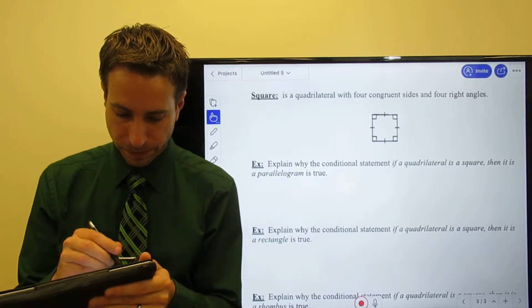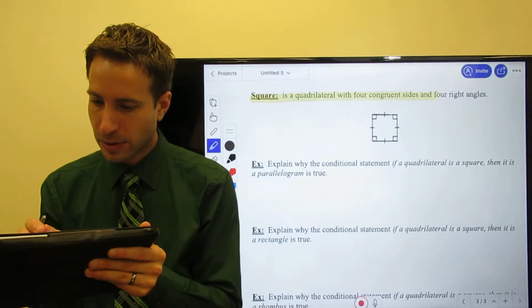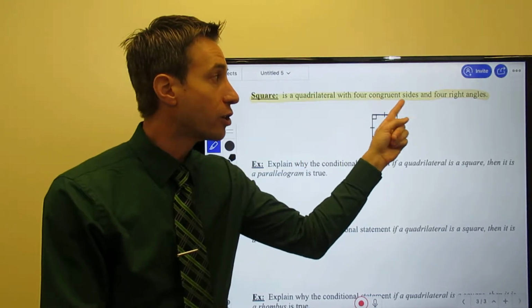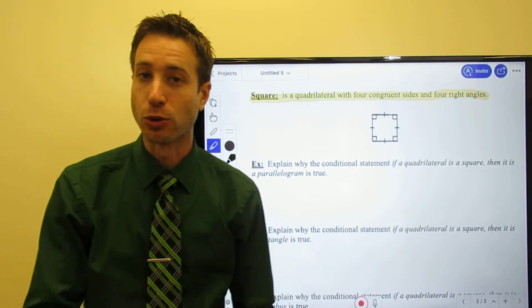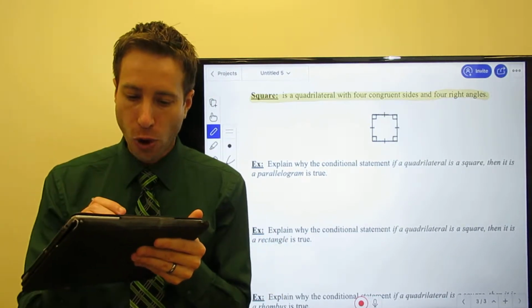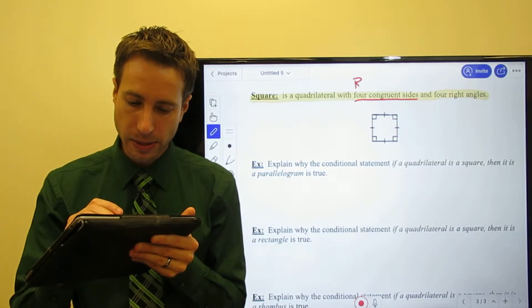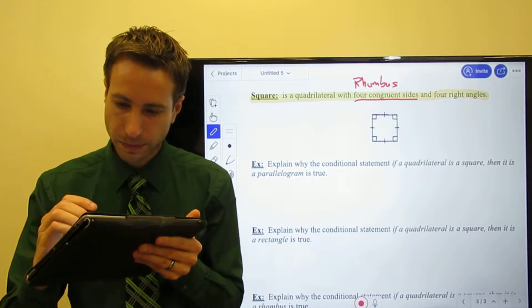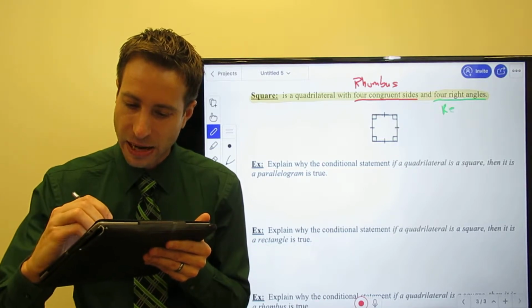Here we go. A square is going to be a quadrilateral with 4 congruent sides and 4 right angles. We have seen both of these before. 4 congruent sides makes it a rhombus. Four right angles makes it a rectangle.